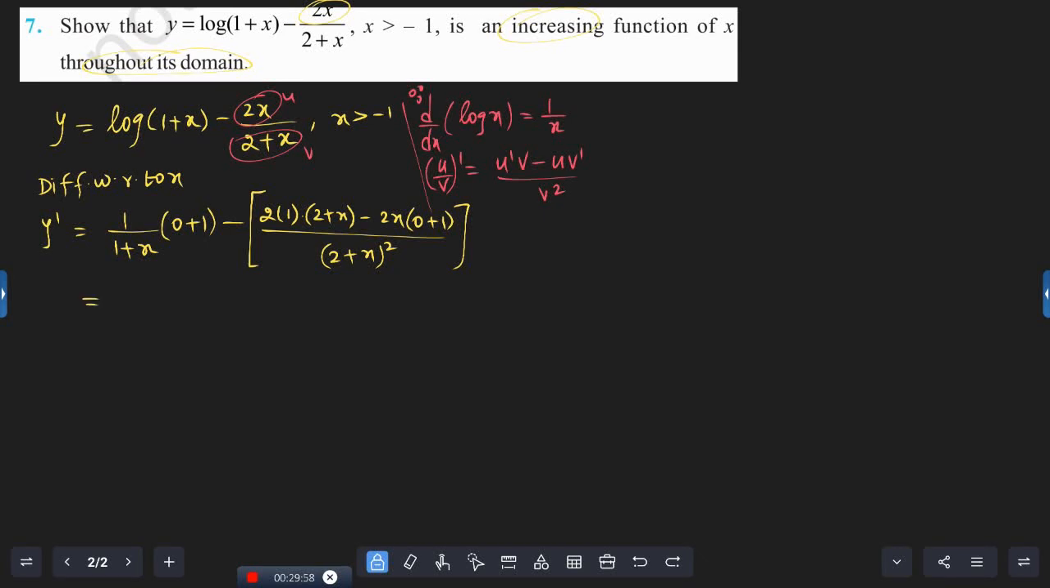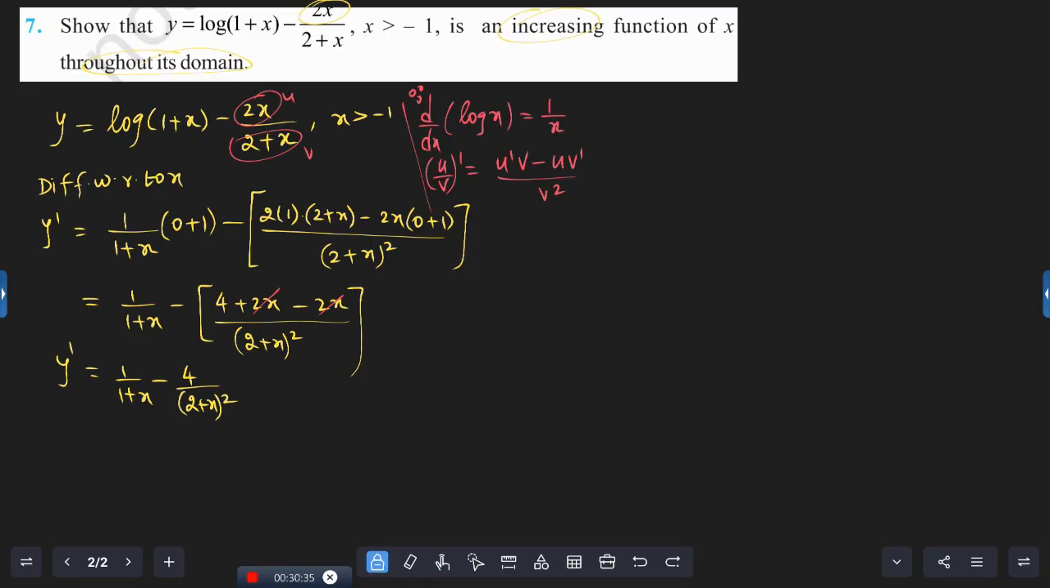So 0 plus 1, 1 into 1, now 1 again, 1 plus x. We have minus here: 2 into 2 is 4, 2 into x is 2x, minus 2x into 1, again 2x, whole divided by 2 plus x the whole square. I hope you noticed it: plus 2x minus 2x cancelled. So we can write 1 divided by 1 plus x minus 4 divided by 2 plus x whole square. So this is our y dash.